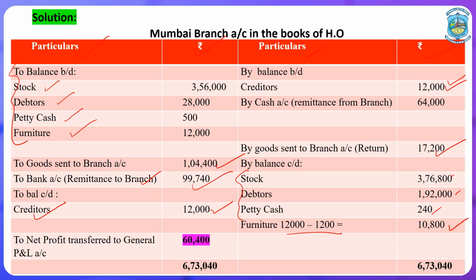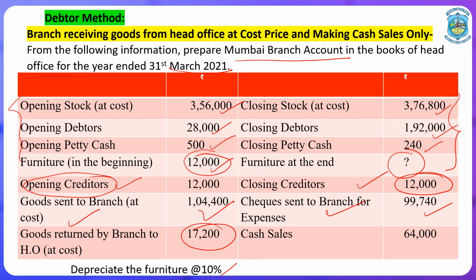Now, when the goods are being sent by the head office and the branch receives the goods, the goods are being sold by the branch to the customers. When the goods are sold off by the branch to the customers, some sales proceeds are being received. So, those sales proceeds are being sent by the branch office to the head office. Now, let us understand how much cash proceeds are being sent by the branch office to the head office.